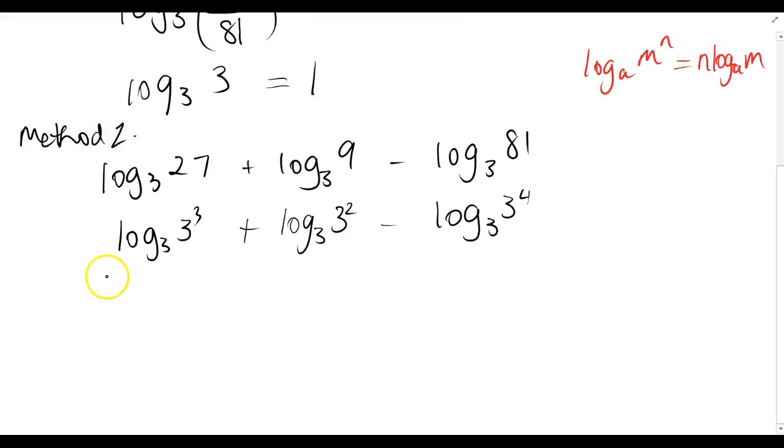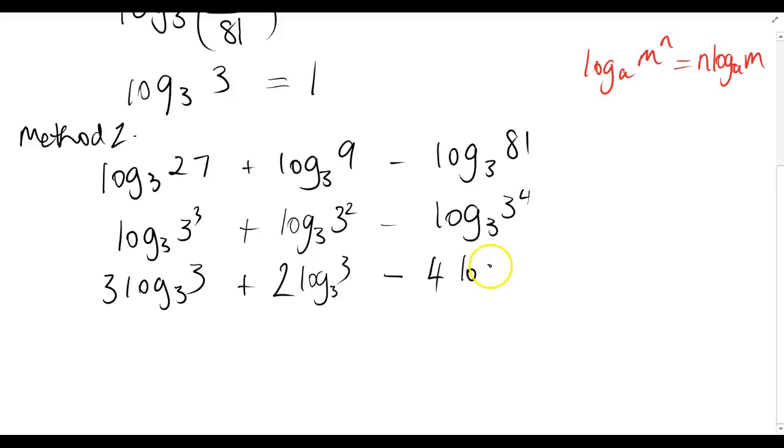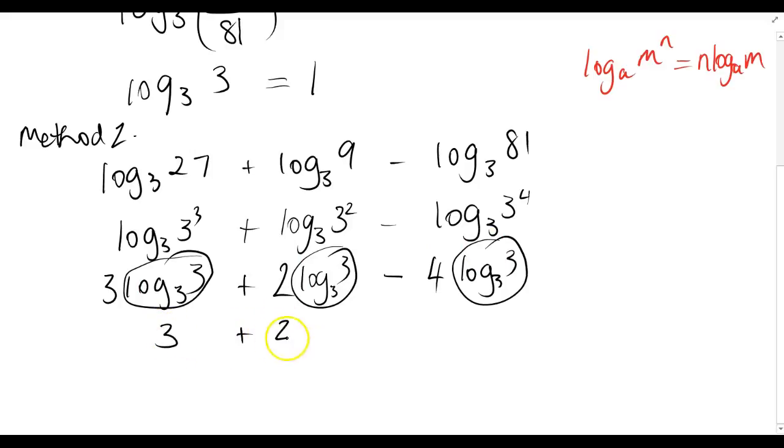So if I go ahead and do that, I get 3 log 3 of 3 plus 2 log 3 of 3 minus 4 log 3 of 3. All of our log base 3 of 3, all of those equal 1. So we've really got 3 plus 2 minus 4, and that equals 5 minus 4, which equals 1, which is the same answer that we got doing it with the other method.